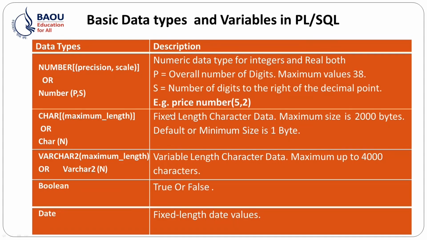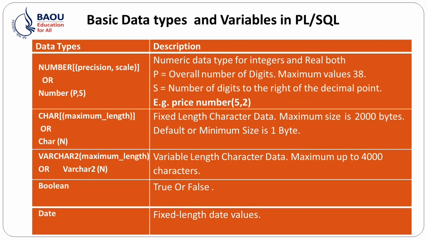For example, price is the variable name and NUMBER is the data type. In the brackets, 5 means a total of 5 digits, and after the decimal point, 2 digits. So the largest number we can store here is 999.99.